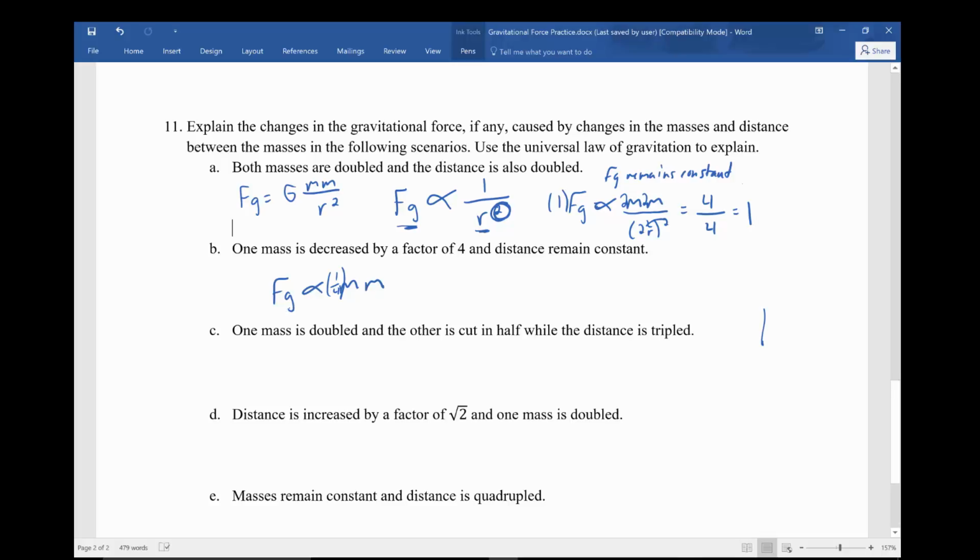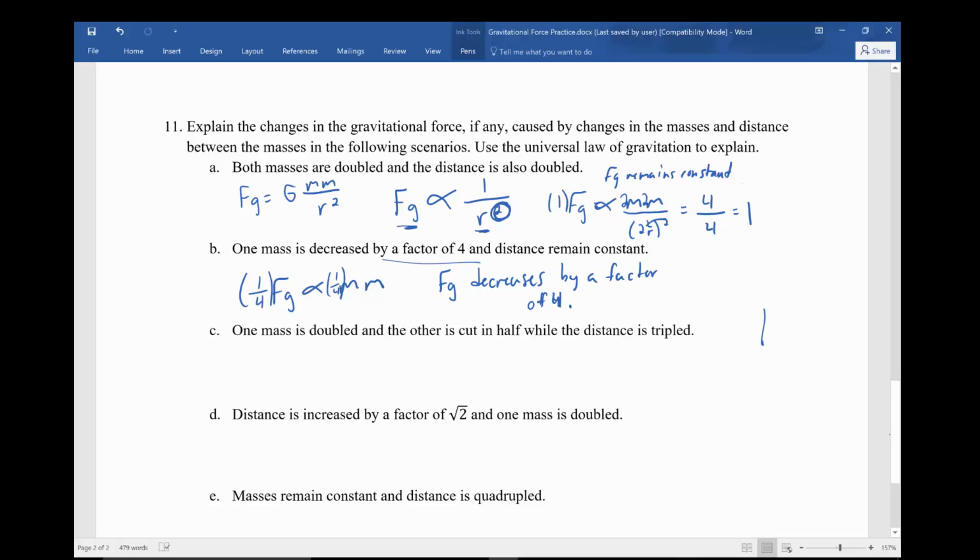Okay. Remember, Fg is directly proportional to the product. So whatever happens to one of the masses, or to both of them, that's what happens to Fg. So Fg in this case is going to get multiplied by a factor of 1/4. We can also say that Fg decreases by a factor of 4. Okay? Why? Because one of the masses was decreased by a factor of 4.